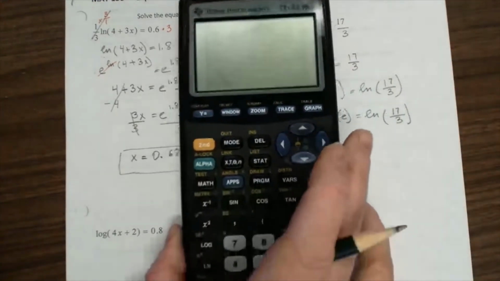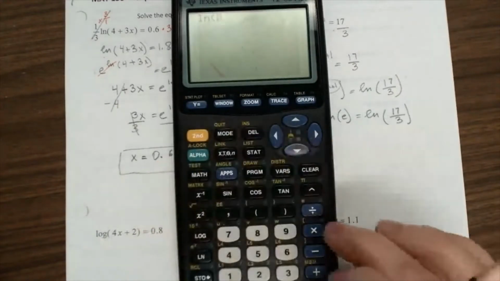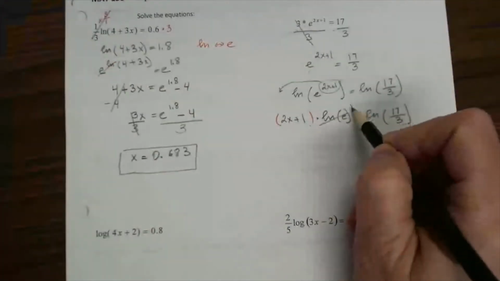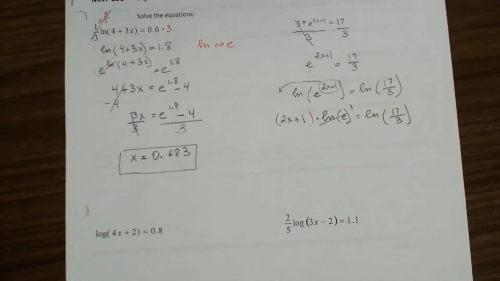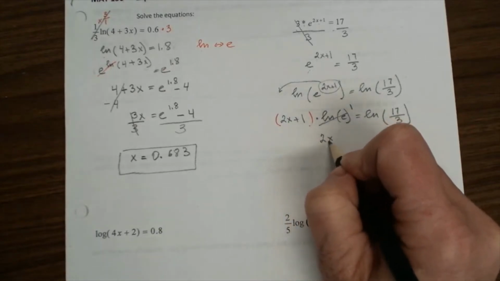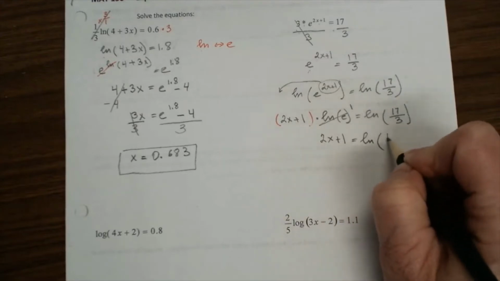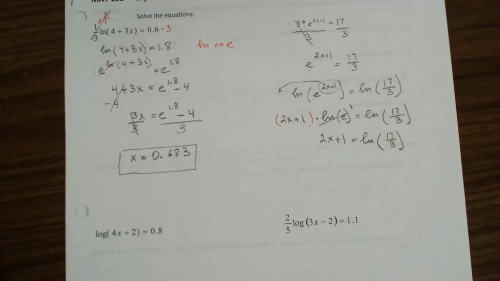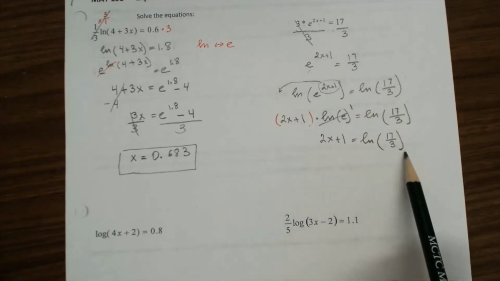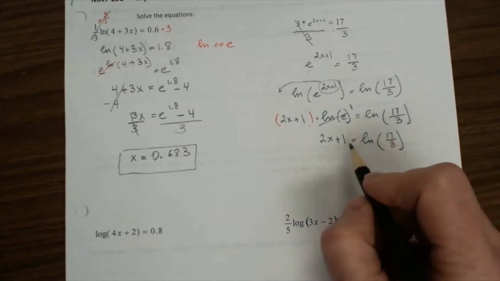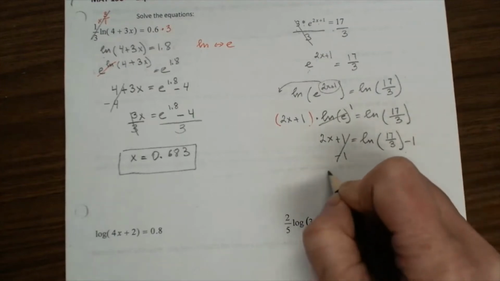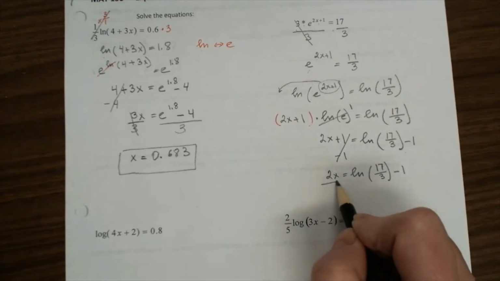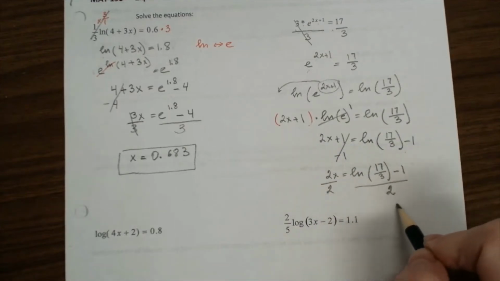Let's calculate natural logarithm of e. Natural logarithm, second e, and you see that it's equal to 1. So this part will disappear, it is 1, and any number multiplied by 1 stays the same. So now we have 2x plus 1 equal to natural logarithm 17 over 3. Natural logarithm of 17 over 3 is a number. You can type it on a calculator and calculate the value. So we have a linear equation now, and we need to solve for x. We will subtract 1 from both sides. We will divide both sides by 2 and calculate.